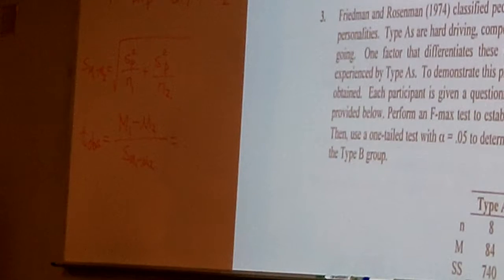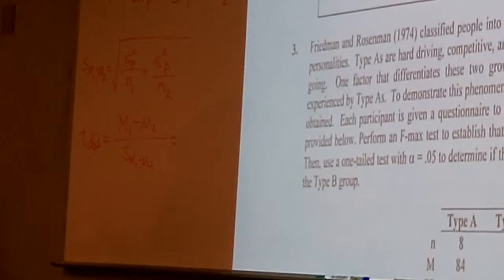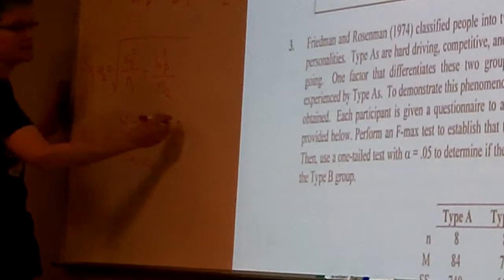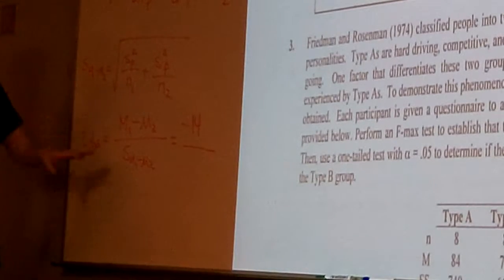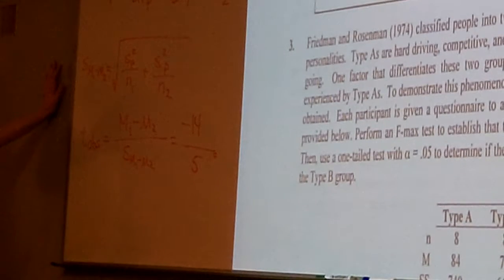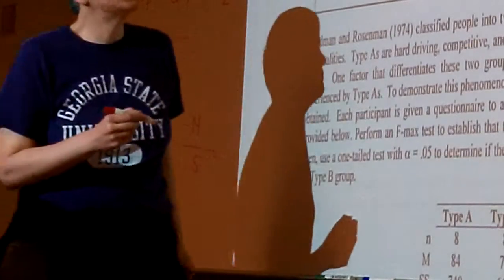And now we do our observed value. M1 minus M2, so that's 31 minus 45. Okay, so negative 14. And then we figured out that our estimated standard error was 5. So if we do that math, what do we get for our observed value? Negative 2.8. Okay. Negative 2.8.